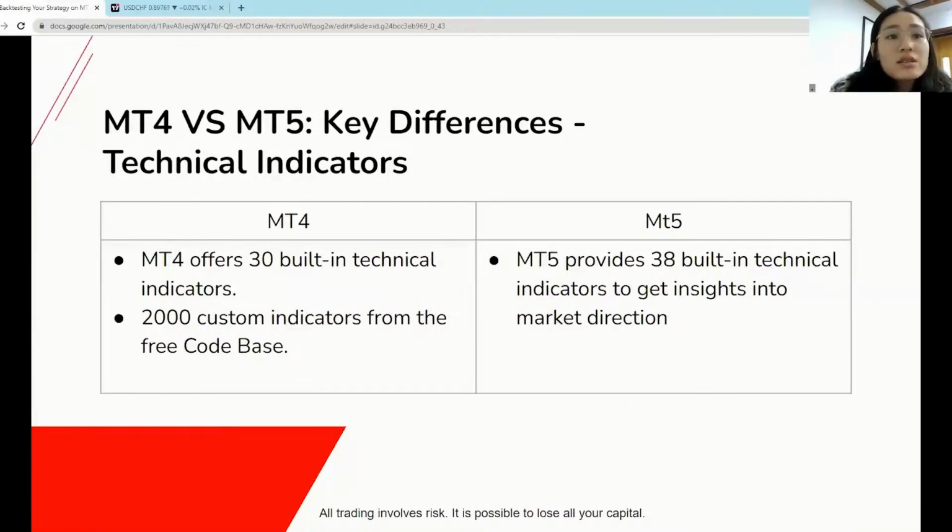Okay, technical indicators. MT4 offers 30 built-in technical indicators and 2,000 custom indicators from the free code base, whereas MT5 provides 38 built-in technical indicators to get insight into market direction. In addition to the free indicators, MT4 also offers over 700 paid ones in the market. So it's definitely enough for market analysis.